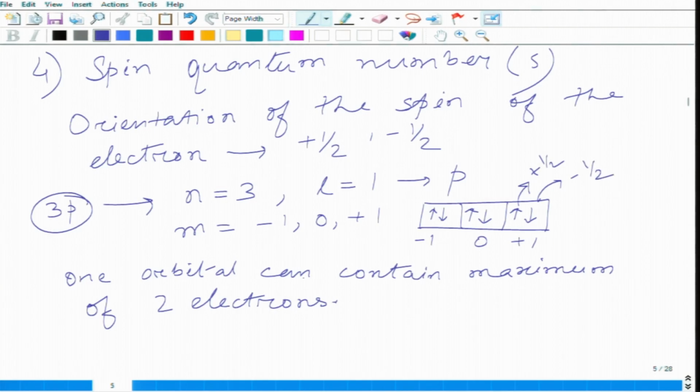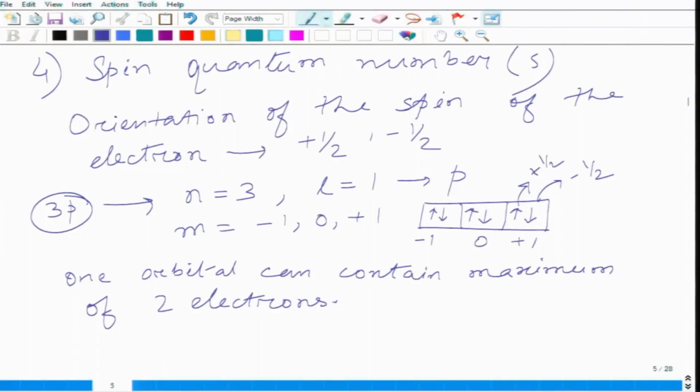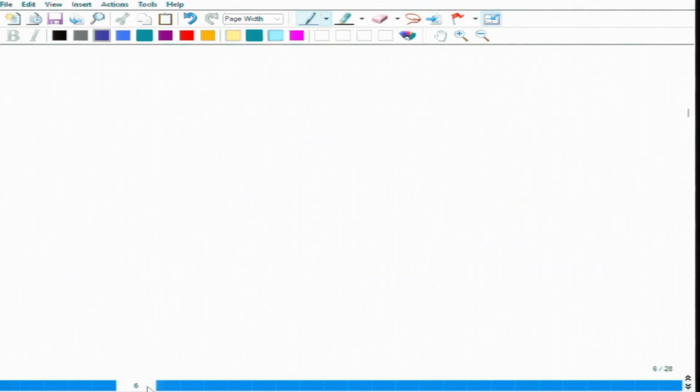So, now we know about the 4 quantum numbers. Now, we have discussed the various orbitals. Now, we need to know what the shapes of these orbitals are. So, now we will start shapes of orbitals.